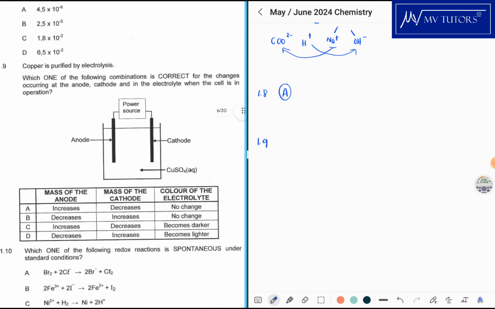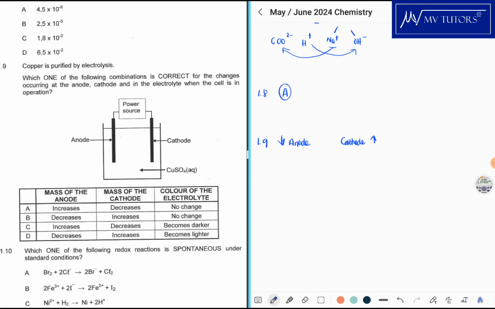1.9. Copper is purified by electrolysis. Which one of the following combinations is correct for the changes occurring at the anode, cathode, and in the electrolyte when the cell is in operation? Before we even look at the answer, you know at the anode, that's where oxidation occurs. So the mass of the anode will decrease. It loses weight while the cathode gains weight. Now the question would be, what then happens to the electrolyte in this case? Remember, we're just dealing with copper here.